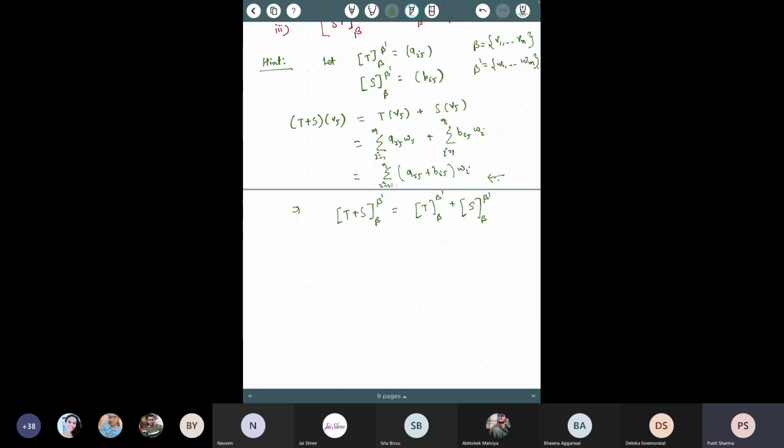Let me state one more result related to the matrix of T. This will also be very useful for us in the following lectures. Suppose that we have two vector spaces of finite dimension over the same field F, and suppose that we have a basis B for V and B dash for W.